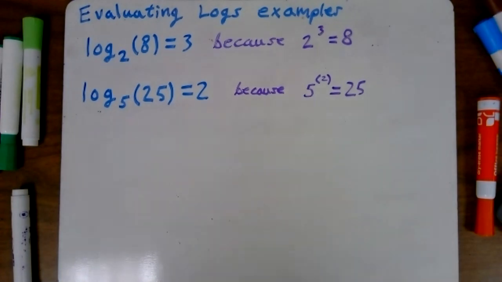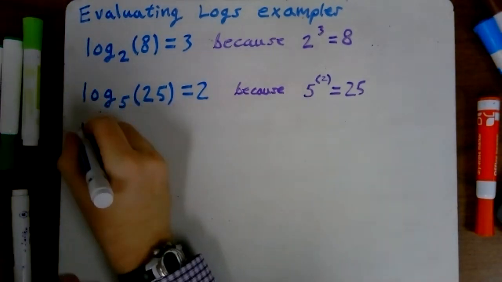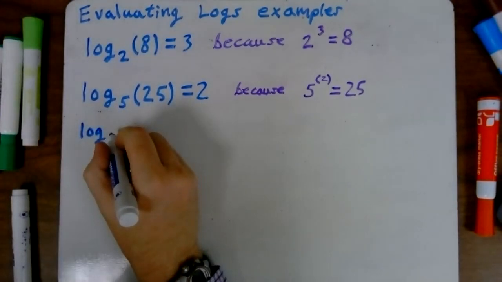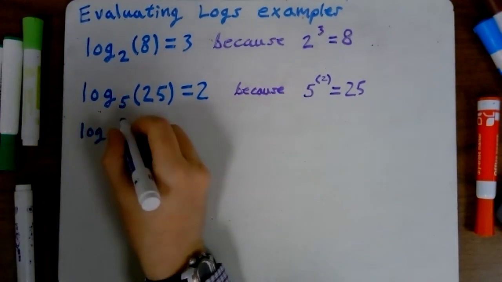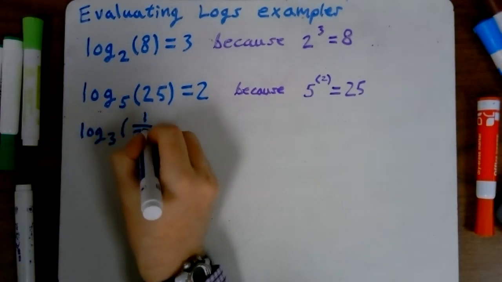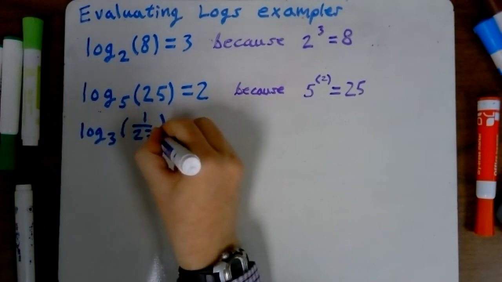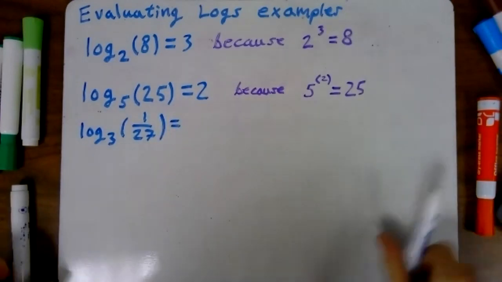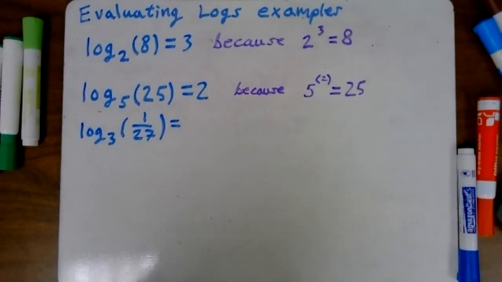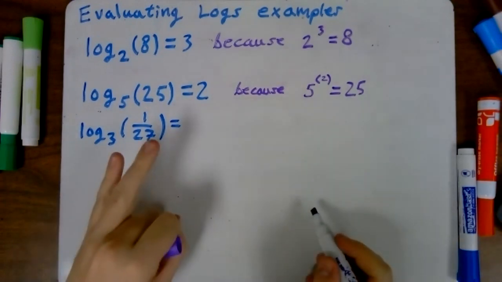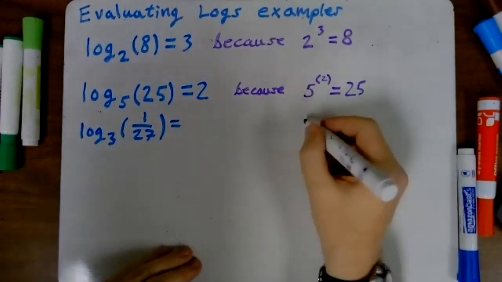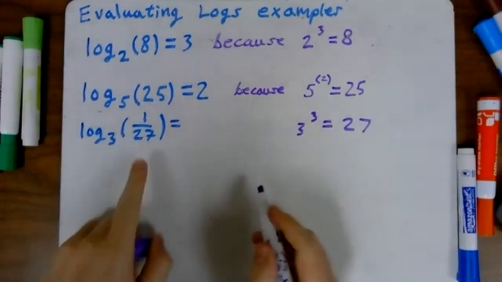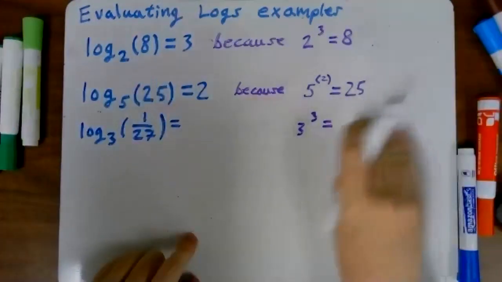Now let's try ones that are a little bit more ugly. What about log base, let's say, 3 of 1 over 27? Well, 3 times 3 is 9, 9 times 3 is 27. So we know that 3 cubed is 27. We're not interested in 27. We want 1 over 27.